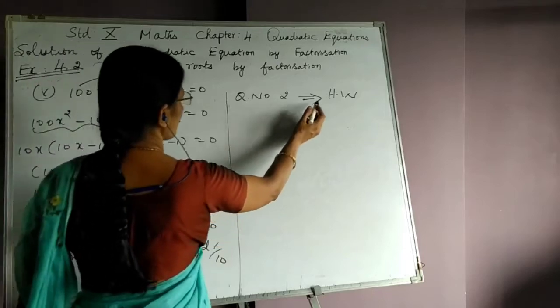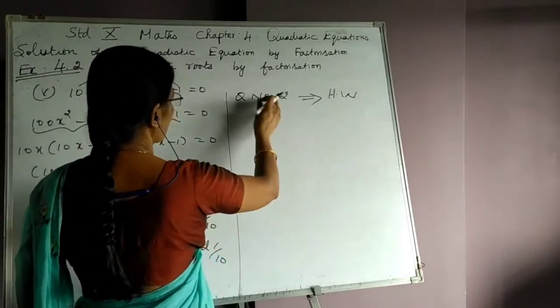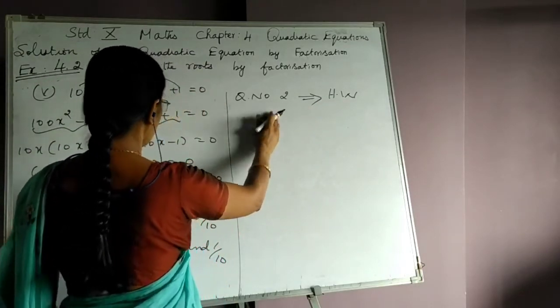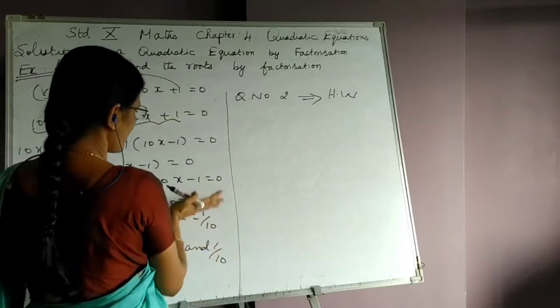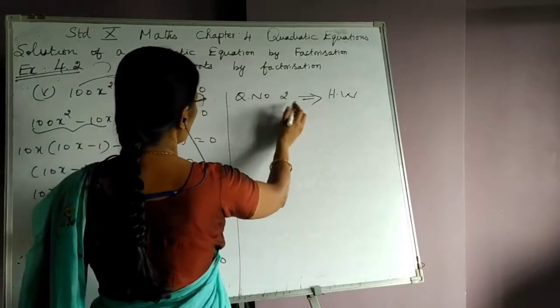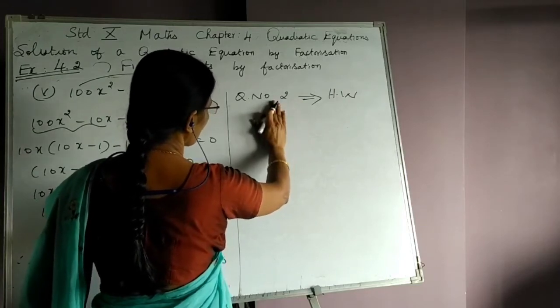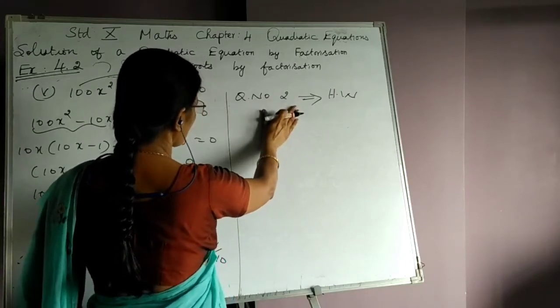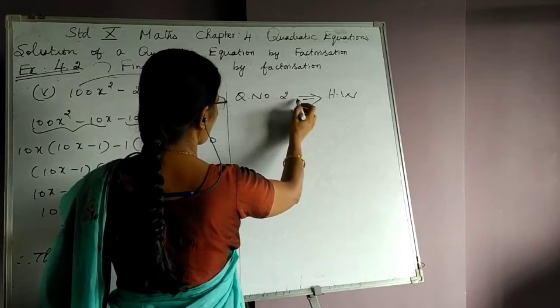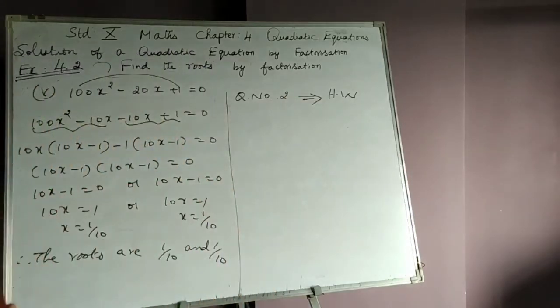Question number 2, you can try for homework. Already the problems are given in the textbook. Only thing you have to factorize. This is the only section left over for this question. So question number 2, the problems are given in the textbook. Detail is given. Only there are 2 sums I suppose. Kindly complete question number 2 for homework.